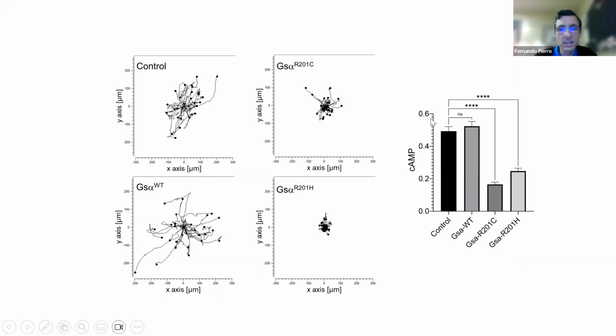And that, of course, leads to impaired migration. Those cells have very poor cell motility. We performed video microscopy for that. You see that control cells or cells expressing wild-type GS alpha have normal cell motility, which is strongly downregulated in the cells expressing the mutant GS alpha.